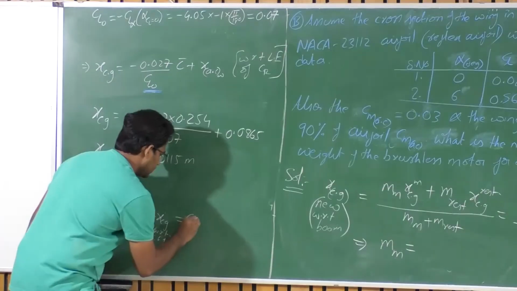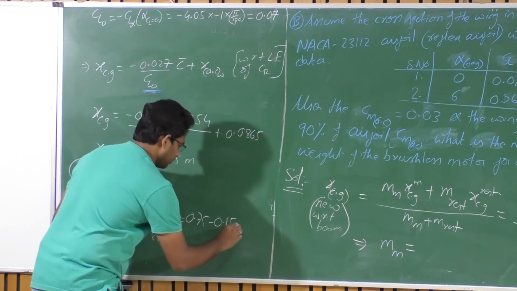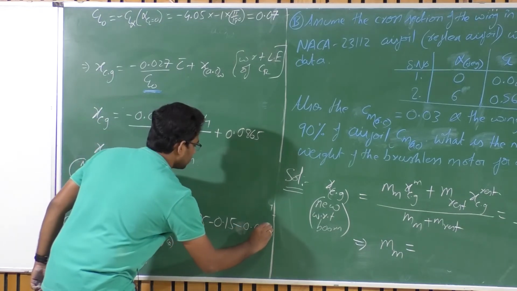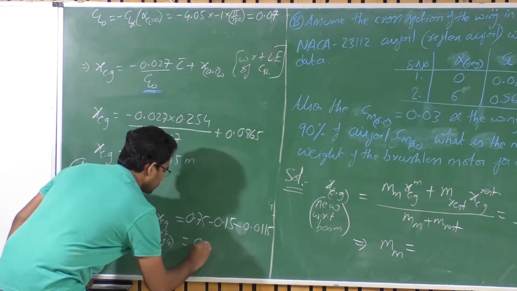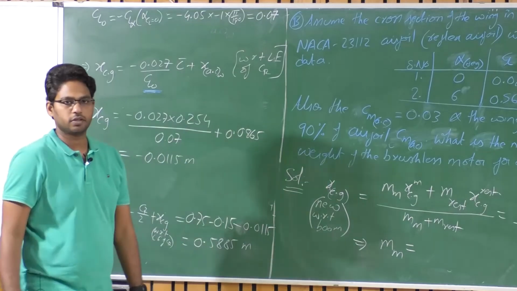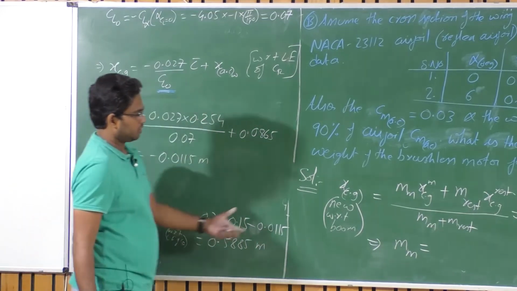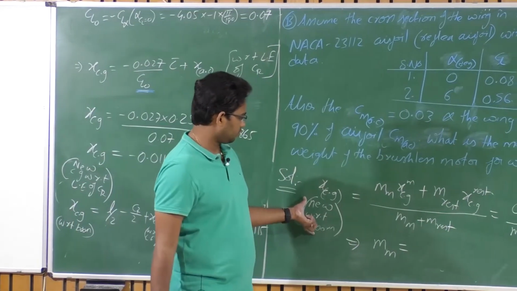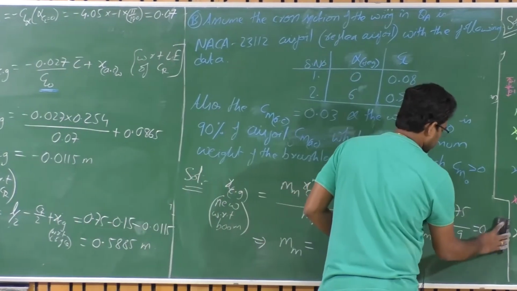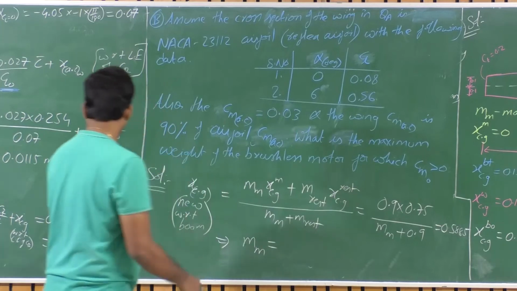So this is how much? 0.75 minus 0.15, plus, or rather minus 0.0115. What is the value? 0.5885. So the maximum weight of the motor has to be, if this is the CG, then xCG with respect to the boom is equal to 0.5885. So this has to be this particular value.